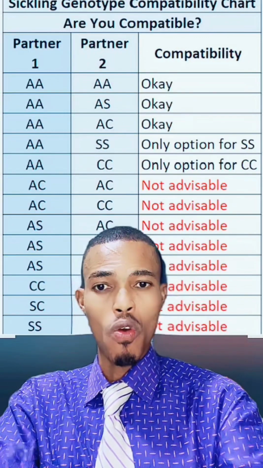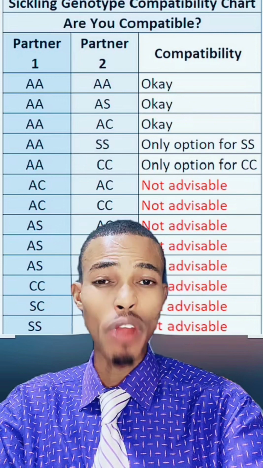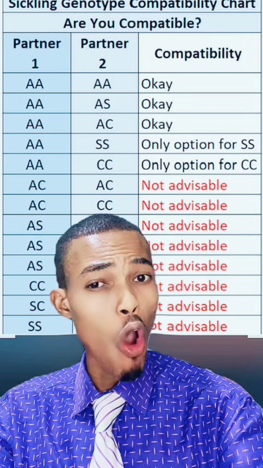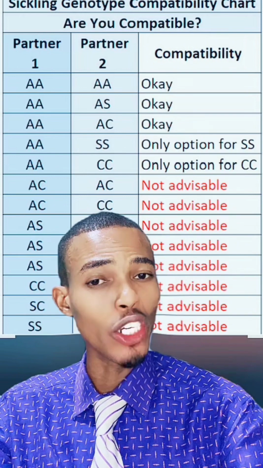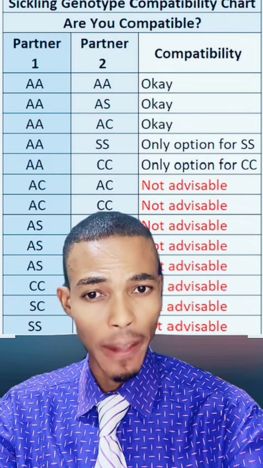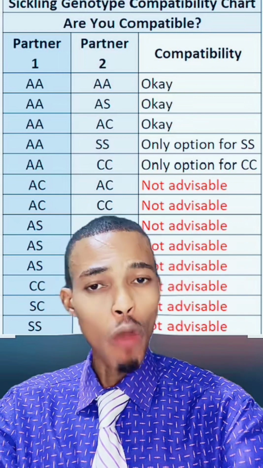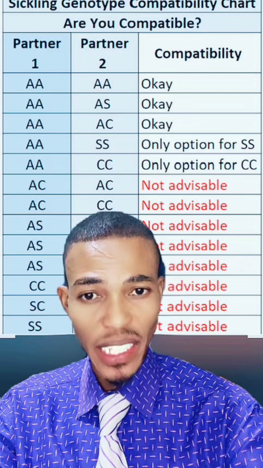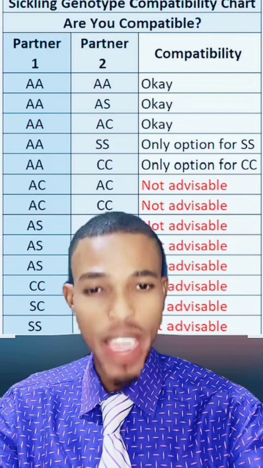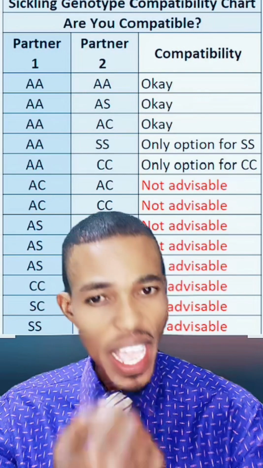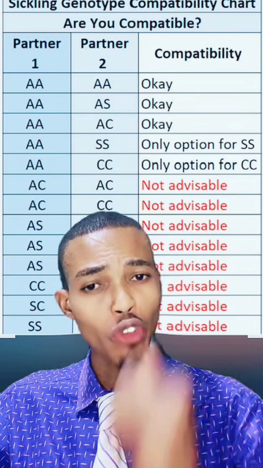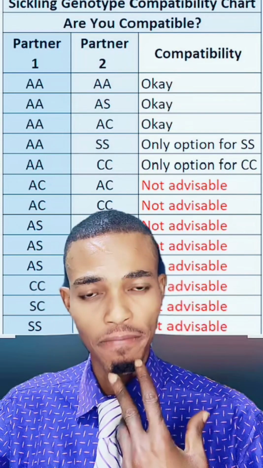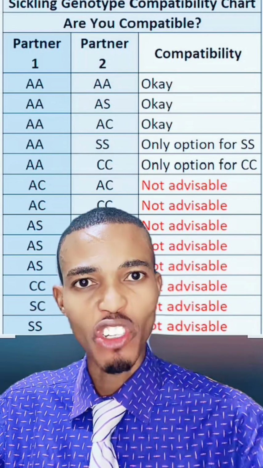Another sign, another way sickle cell children present, is frequent infections. I am telling you all this so that before you say I do, you think about all this. You are not yet married. You are going to get married one day. Before you say I do, please, I beg you, think about all this. Sickle cell children tend to have recurrent infections.